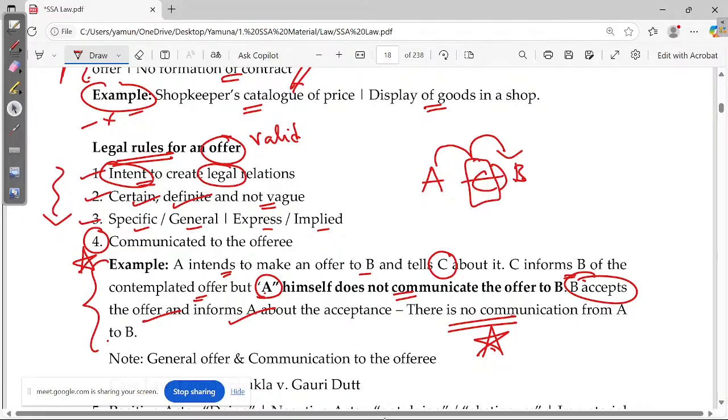You may ask me, it need not be directly to B, but C is involved here. But why is there no communication, and why is this not an offer? Because A just told C that he is willing to make an offer. He did not tell C, go and tell this to B.